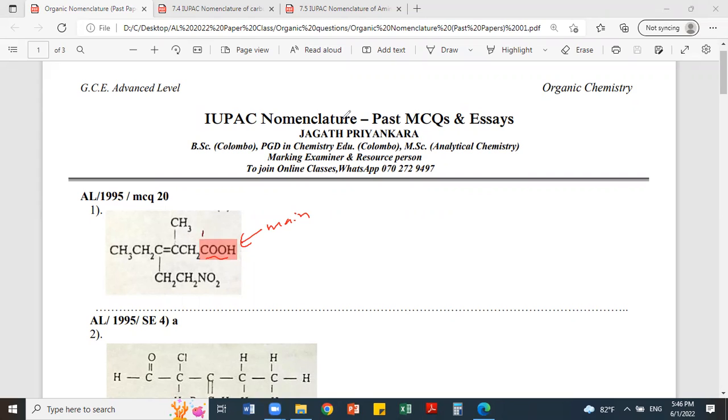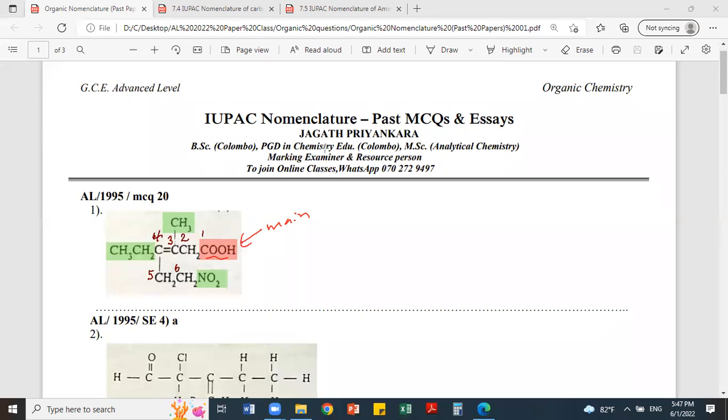I'll select the longest chain. COOH group, carbon number 1. Then this is number 2, CH2. Then C, this is the third one. The double bond begins with the third carbon. Then 4, after that 5, 6. You can go straight away 5, 6, but then you don't get the NO2 group. So the NO2 group acts as a substituent group. And here CH3, CH2, ethyl, is also a substituent group, and methyl is also a substituent group. So there are 3 substituent groups attached to the carbon chain.